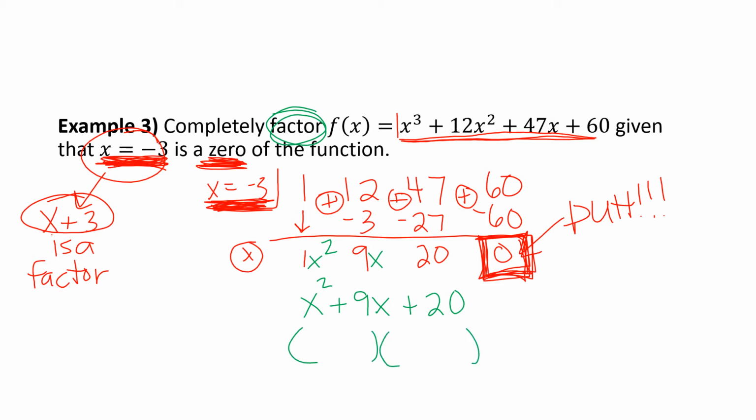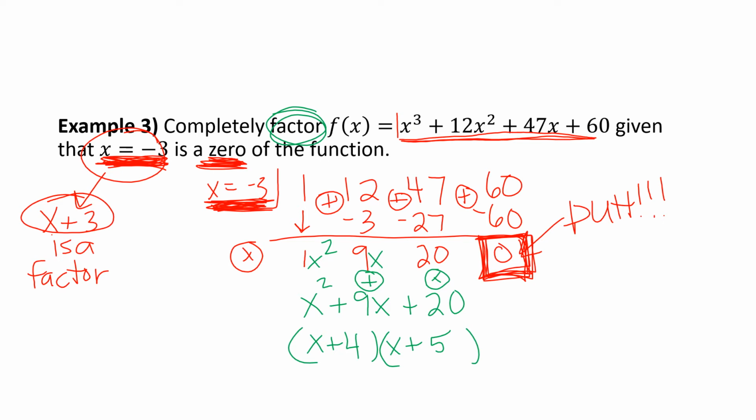Three terms, so I want to know what multiplies to 20 and adds up to 9. That would be x plus 4 and x plus 5. 4 times 5 is 20, and 4 plus 5 is 9.